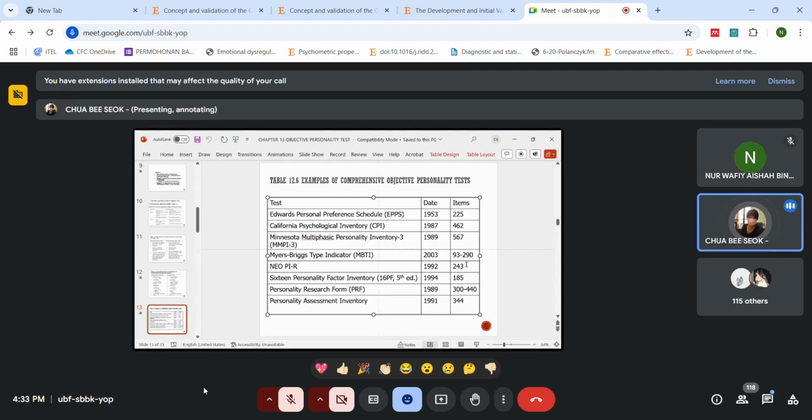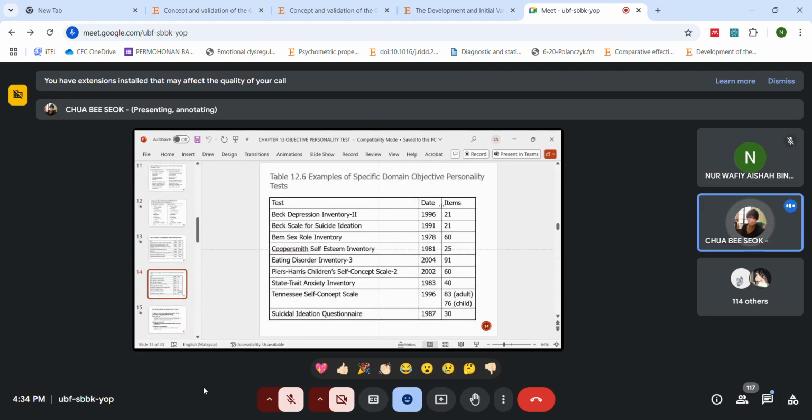And we have the NEO Personality Inventory, the 5th version, revised in 1994. Then after that, we have the Personality Research Form, 300 to 440 items, and the Personality Assessment Inventory, the abnormal personality test. Yeah, there are 344 items. So this is comprehensive. These are the comprehensive objective personality tests.